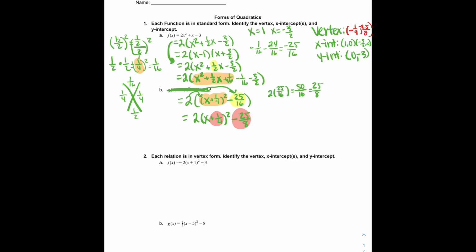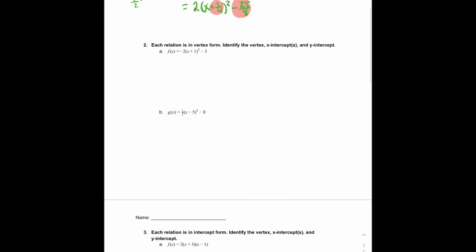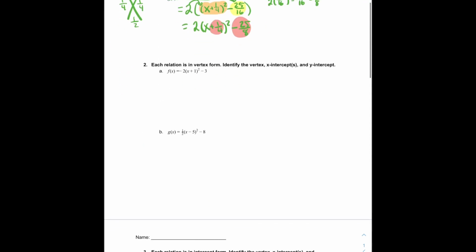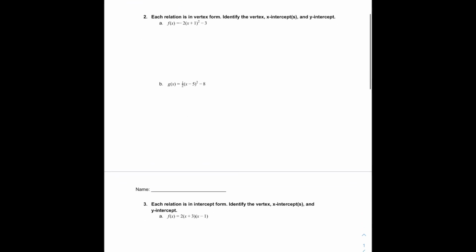All right, if you have any questions about this, let me know. I will be more than happy to do this again using the quadratic formula if you want me to. All right, so here we go again. We're going to use red now. We want to identify our vertex, our x-intercepts, and our y-intercepts.